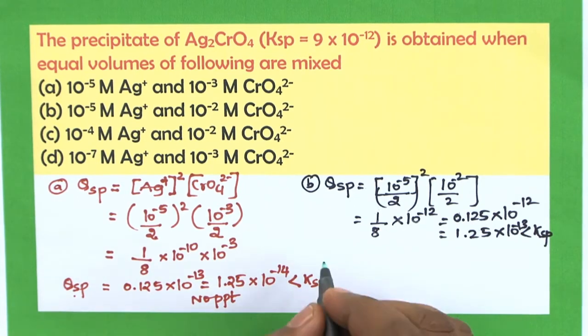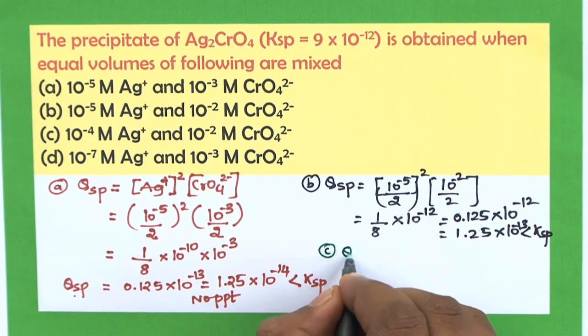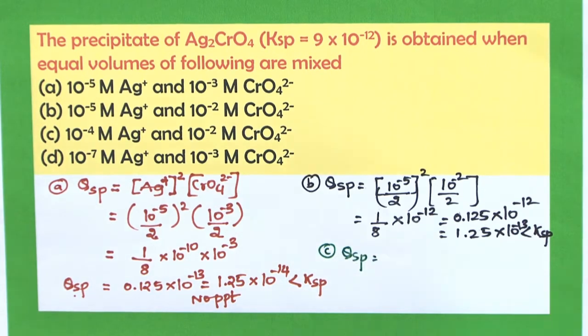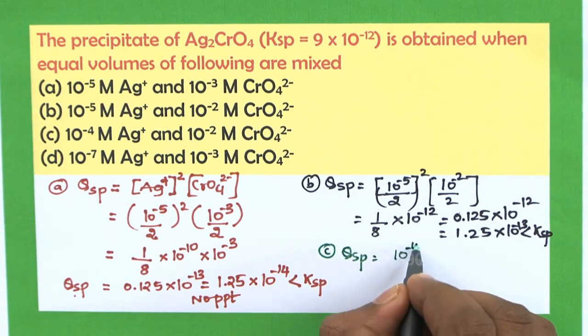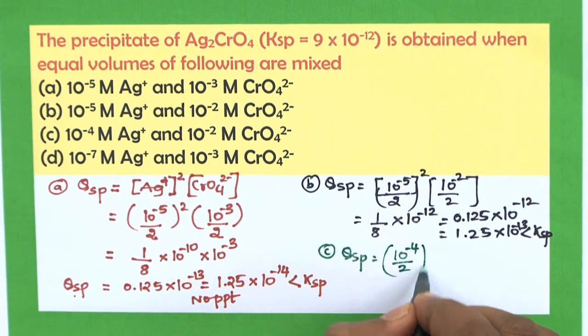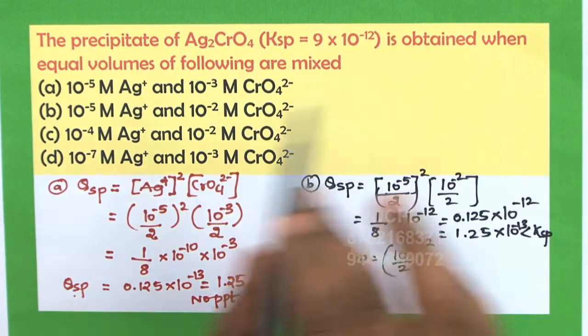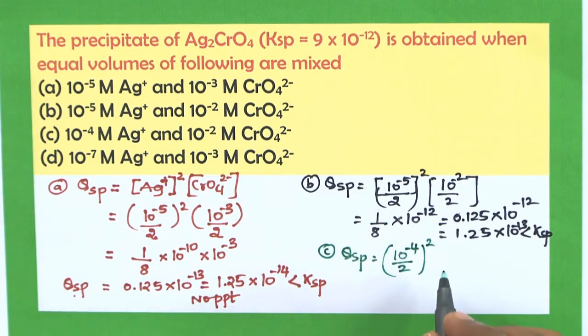Let us look at option C. For option C, QSP is equal to, same as before, the concentration of Ag plus raised to 2, that is 10 to the power minus 4 divided by 2, raised to 2. Why is it divided by 2? Because we have mixed equal volumes. When you mix equal volumes, the concentration decreases.